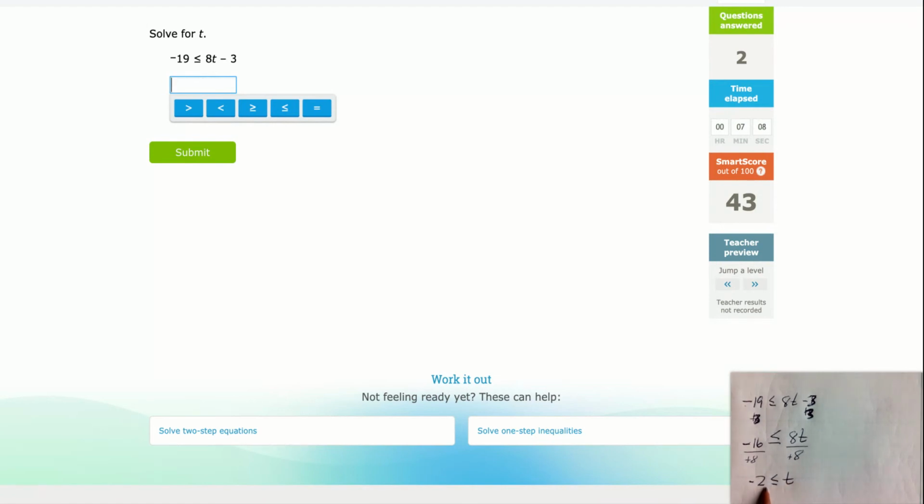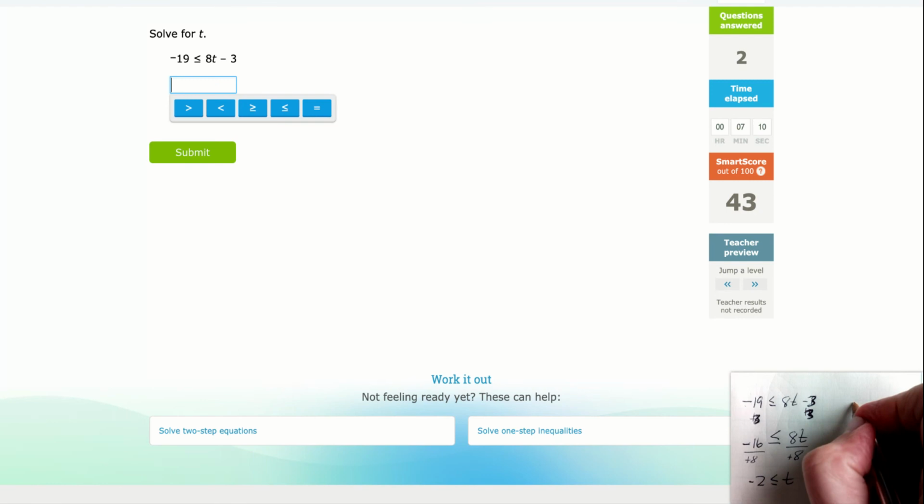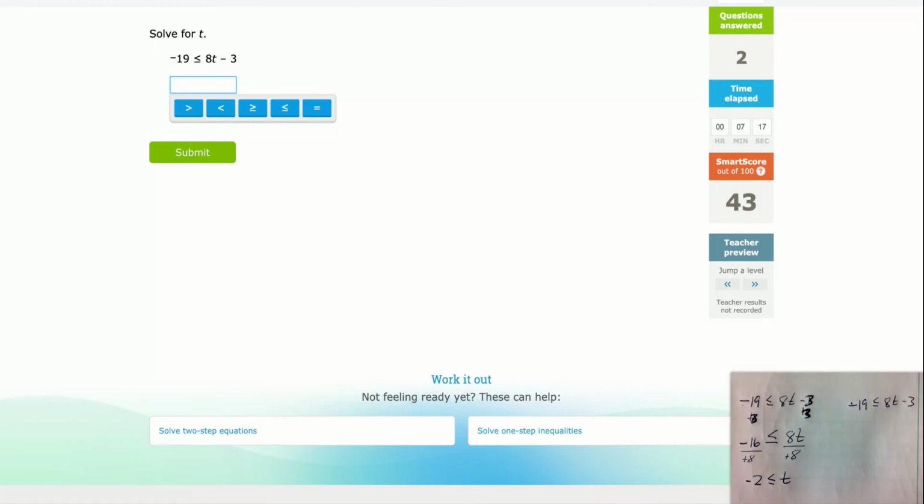Now, let's take that exact same equation, negative 19 is less than or equal to 8t minus 3, and let's bring the 8t to the left side of the equation. Let's say we like to keep the variable on the left. So I'm going to subtract 8t from both sides. Minus 8t, which is not a like term with the negative 19, so I'm going to be left with negative 8t minus 19 is less than or equal to negative 3, because those two cancel.